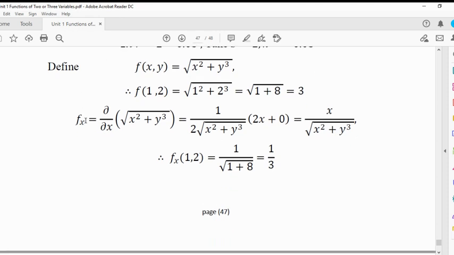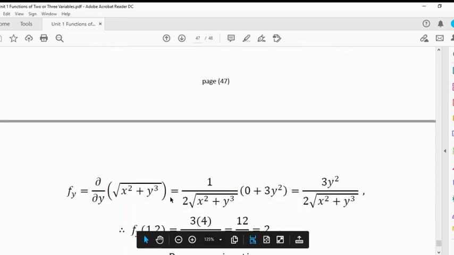f x, the partial derivative with respect to x, is nothing but 1 upon 2 root. What is the derivative of root of x? It is 1 upon 2 root x. So 1 upon 2 root of x squared plus y cubed into the derivative of x squared, that is 2x, and the derivative of y cubed is 0 because we have to take the derivative with respect to x. So x upon the square root of x squared plus y cubed. Now f x of 1, 2 is nothing but 1 upon the square root of 1 plus 8, that is 1 by 3.